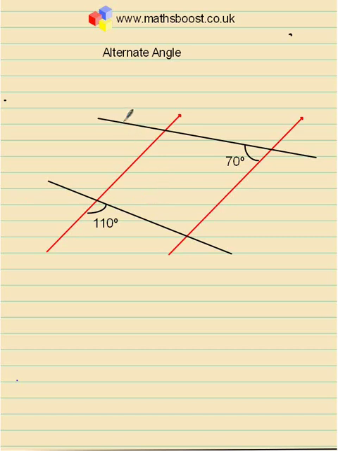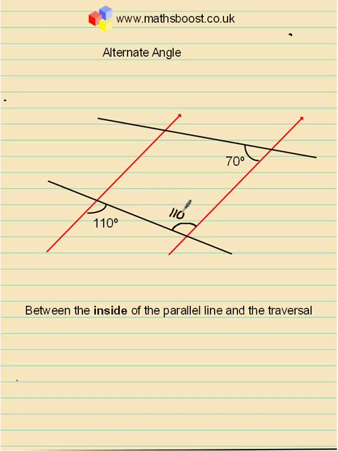Now this is interesting. We have two traversals, so it's important we keep track of things. Look at this angle. It is between the inside of the parallel line and the traversal. So we can go to the other parallel line and look at the angle between the inside of this parallel line and the traversal, but on the alternate side. Since this is below, we'll draw it above. And we'll justify our use of that theorem.